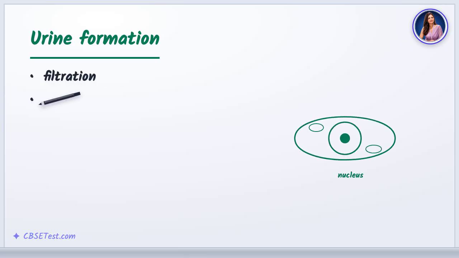Urine forms in 3 steps. Glomerular filtration removes water and small molecules. Reabsorption returns useful substances to the blood, and secretion adds extra wastes.